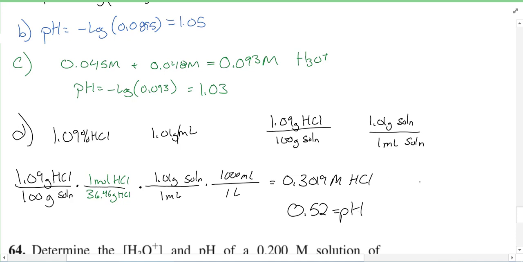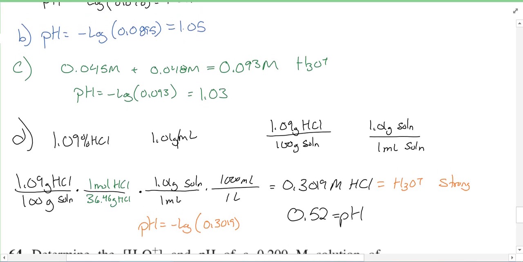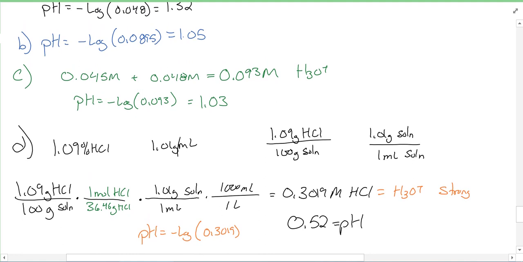How do I do that? Because I take the negative log of H plus, which is 0.3019, because HCl equals H3O plus, because it's a strong acid. And that's it. 64 is actually not what we've covered yet. And so that will conclude the examples for day 14. Take care.